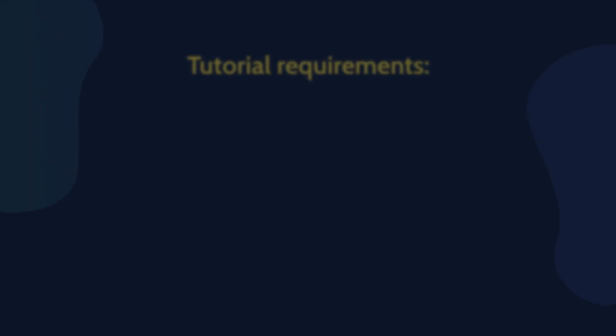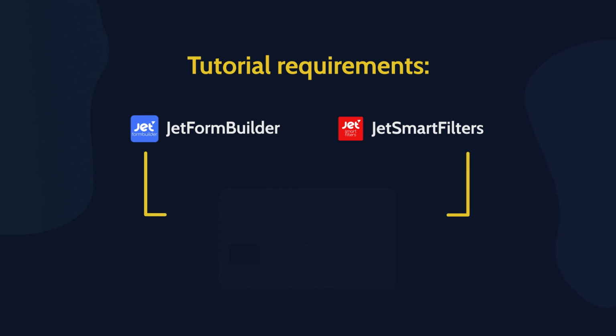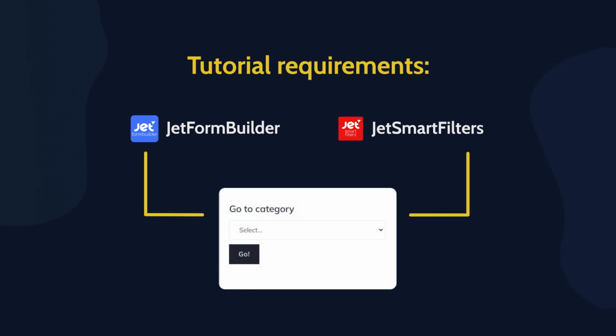For this tutorial, you will need either the JetFormBuilder plugin or the JetSmartFilters one, as I will demonstrate two options for setting up the navigation through the categories of WooCommerce products using the drop-down list of categories and a button to go to the desired category. And the first case will be done using the JetFormBuilder plugin.